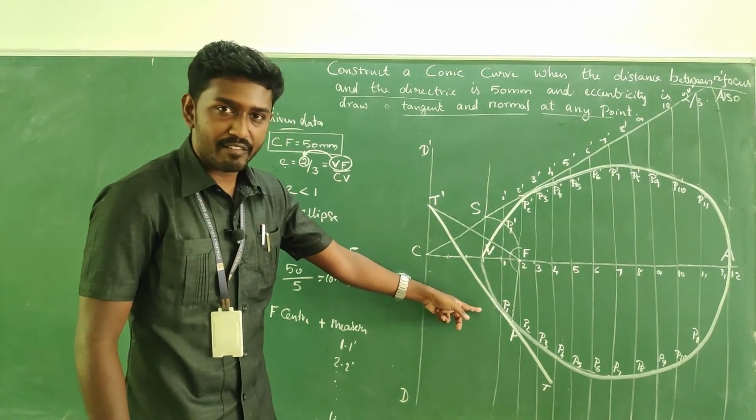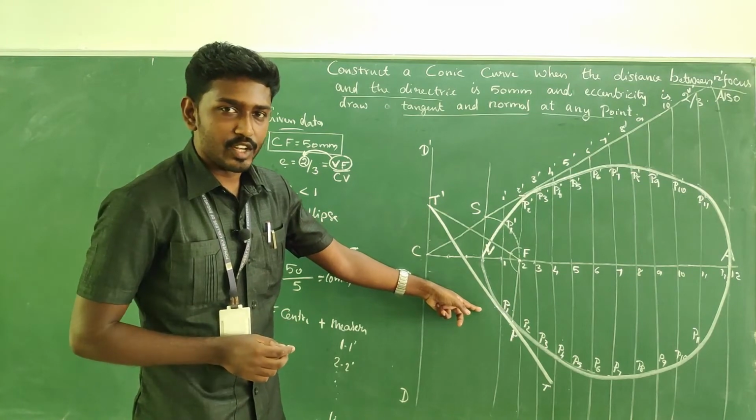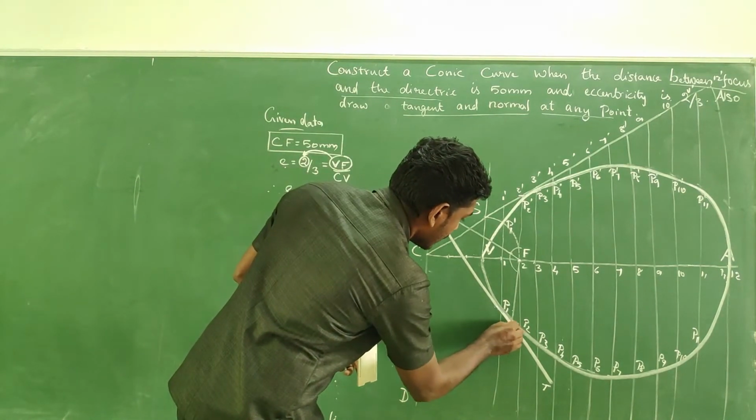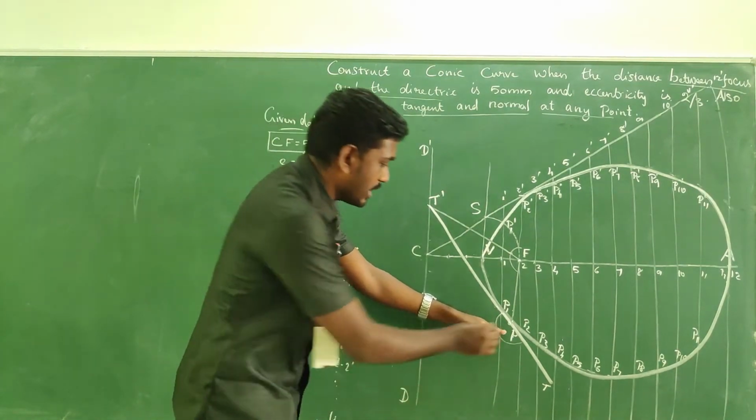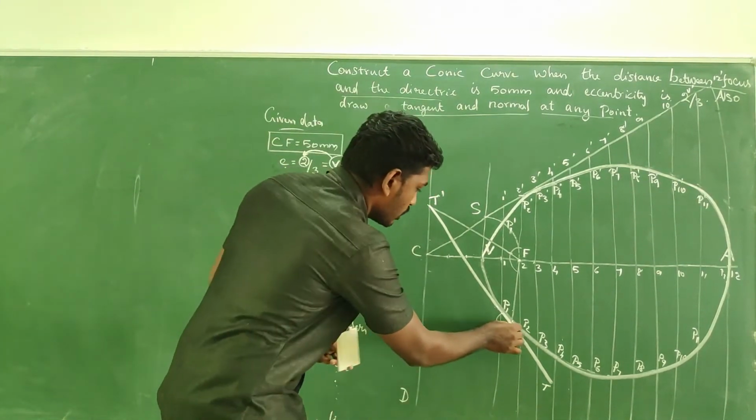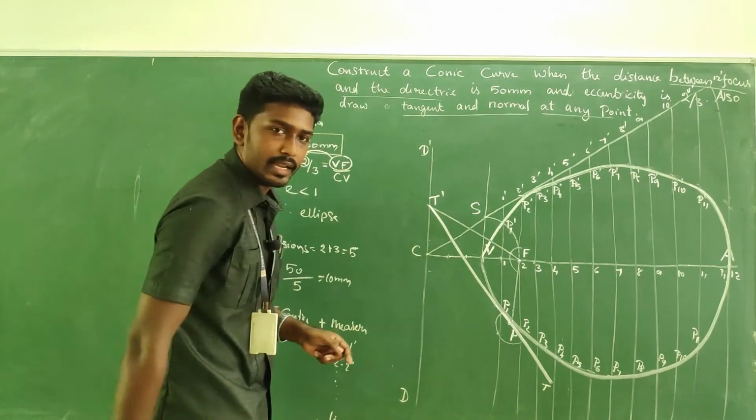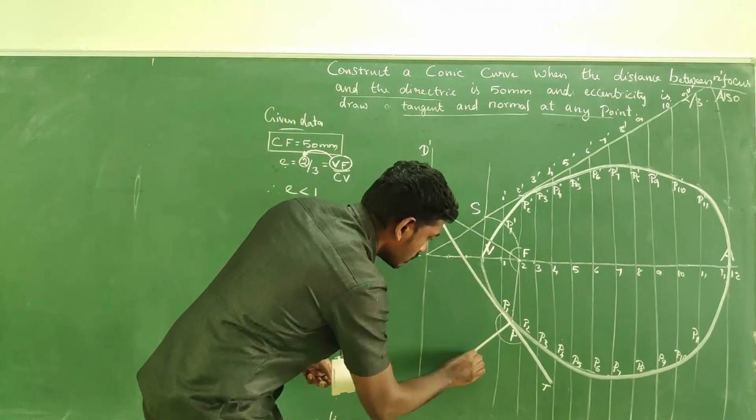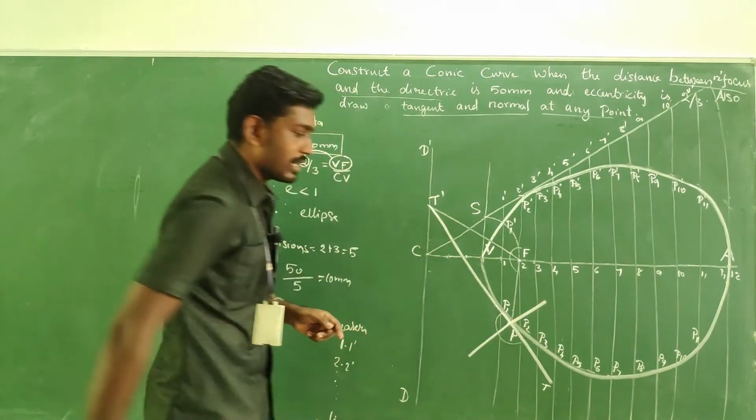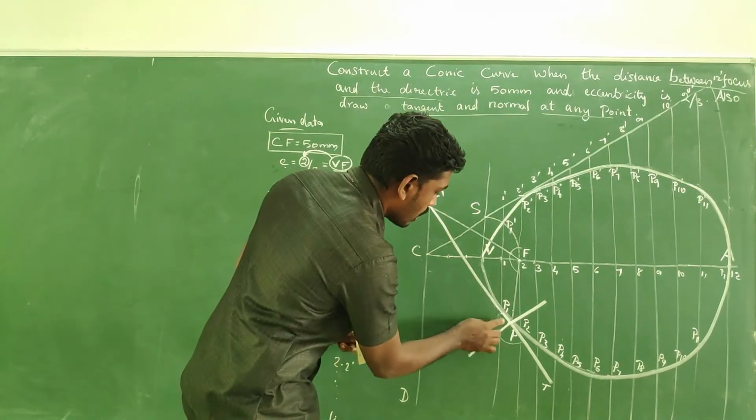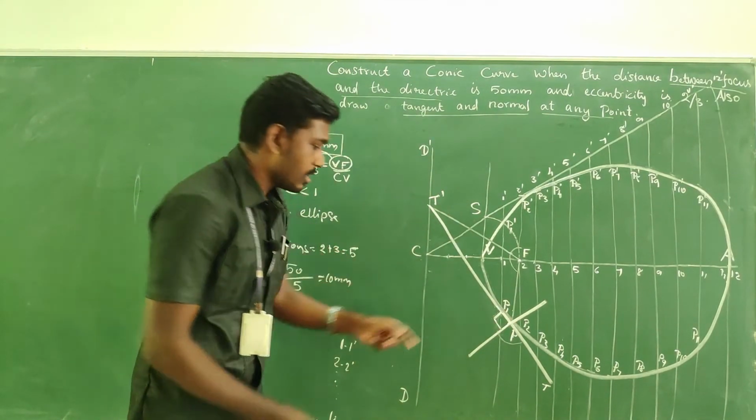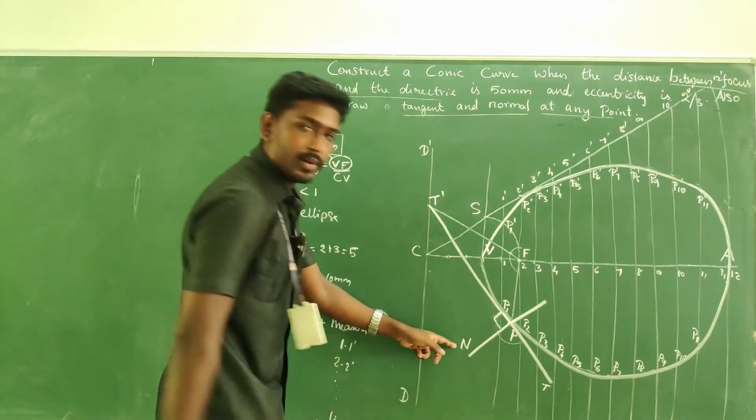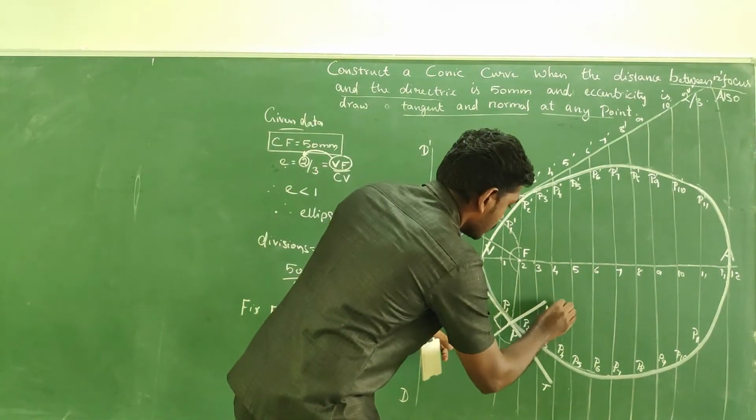Next one is the normal, for which keep your protractor again in this manner, take this P as center, measure 90 degrees, and draw a dark line. If you draw a 90 degree line to the tangent, it is going to be our normal N dash.